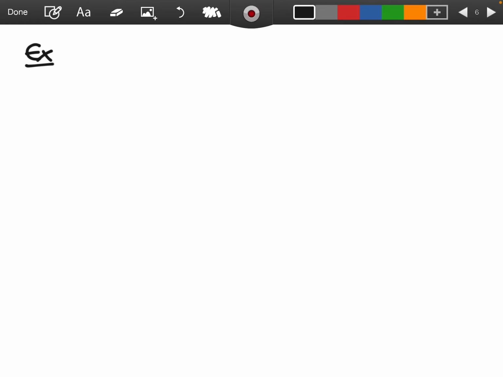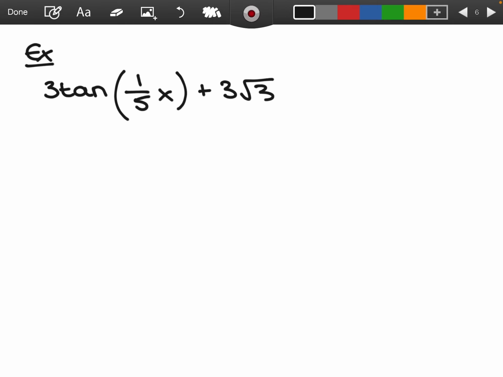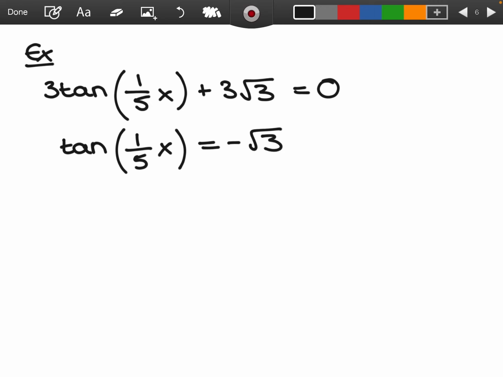One more of these that we will do. We're going to look at solving 3 tan(1/5 x) + 3√3 = 0. Keep your trig function on one side, all other values on the other, so that would give me tan(1/5 x) equals negative √3. What angles give me tan of the angle equals negative √3?